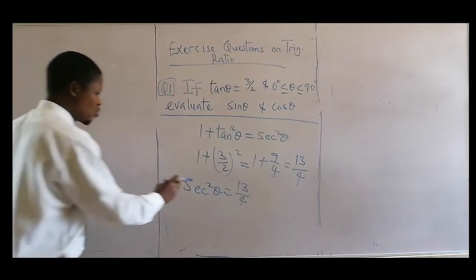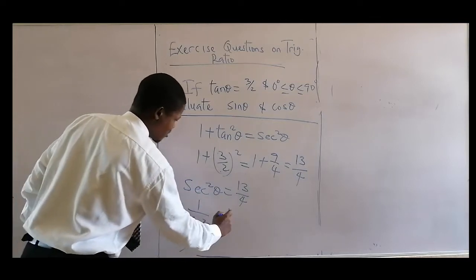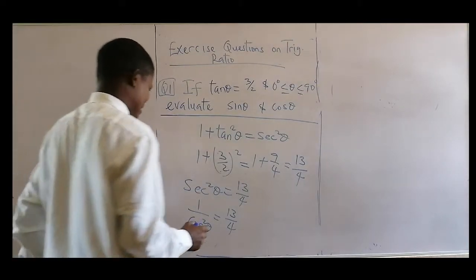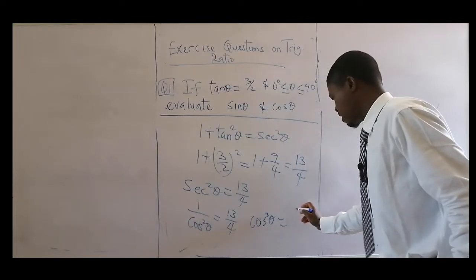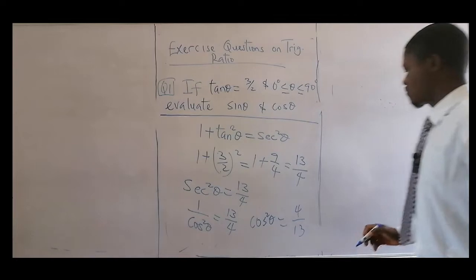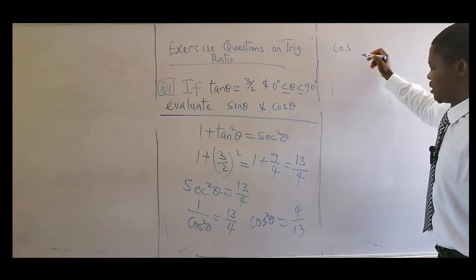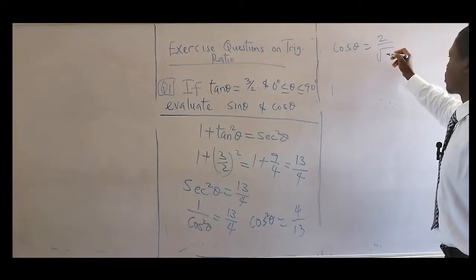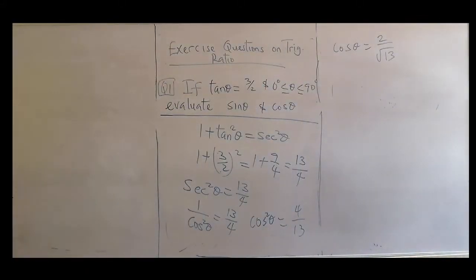Okay? That's the meaning of sec. Sec is 1 over cos. 1 over cos squared theta equal to 13 over 4. Okay? So if you reciprocate that, cos squared theta will be equal to what? 4 over 13. Okay? And cos theta will be square root of this. Cos theta will be 2 over root 13. Okay, we are looking for sine now.